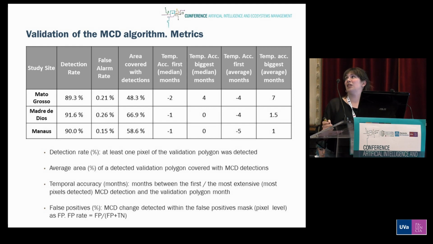We conducted a validation approach using high resolution Planet images, and overall changes are detected with an accuracy higher than 85%, being higher in Madre de Dios, in Peru. And the false positives are quite low. In other words, there is a high chance that when a pixel is detected as a change, it is a change in reality.